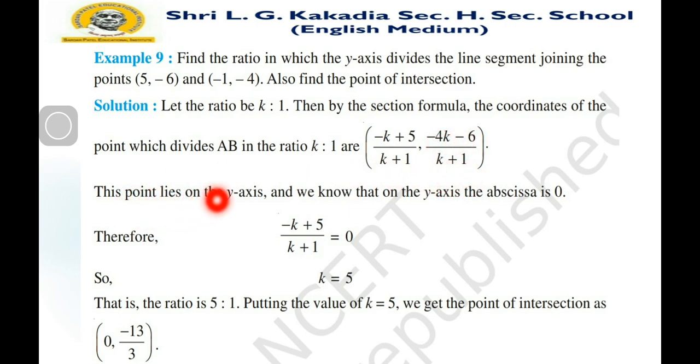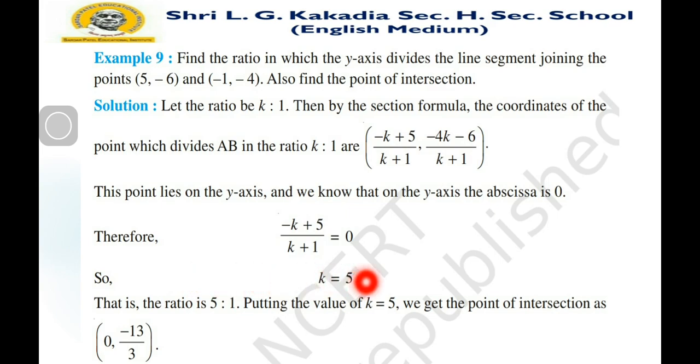The point lies on the y-axis, and we know that on the y-axis the abscissa or x coordinate is 0. Therefore, (-k + 5)/(k + 1) is equal to 0. So here we put x equal to 0, which gives 0 = (-k + 5)/(k + 1). Hence k is equal to 5. That is, the ratio is 5 is to 1.